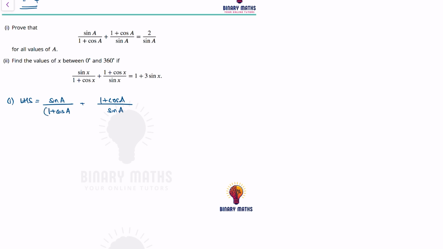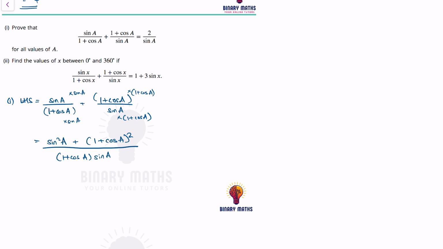So I'm going to cross multiply. That means I need to times this one by sine A and this one by sine A, but I need to times this one by 1 plus cos A and this one by 1 plus cos A. So what I end up getting is sine squared A plus 1 plus cos A all squared, all over 1 plus cos A times sine A. If I expand the bracket on the top, and let's not expand the denominator unless we need to, I get 1 plus 2 cos A plus cos squared A all over 1 plus cos A times sine A.